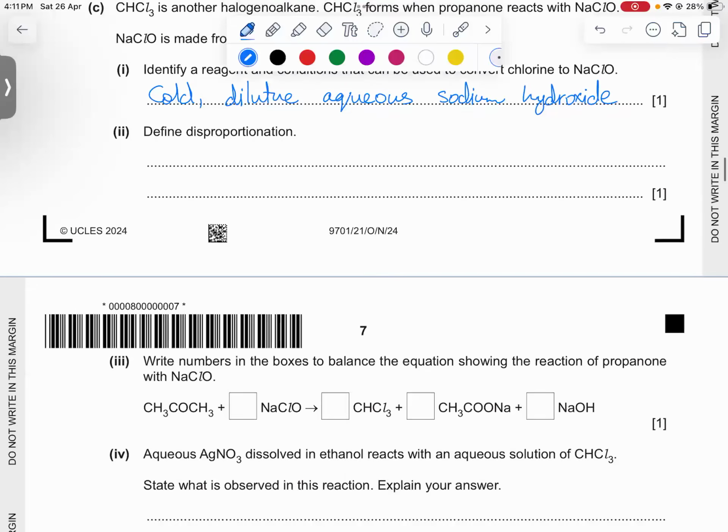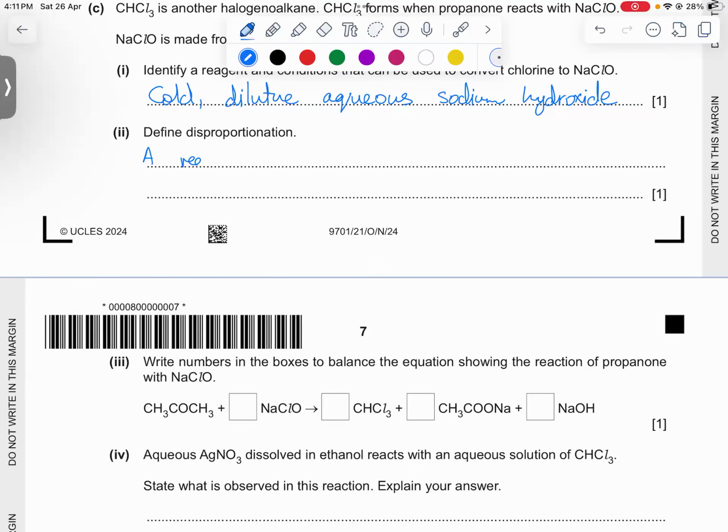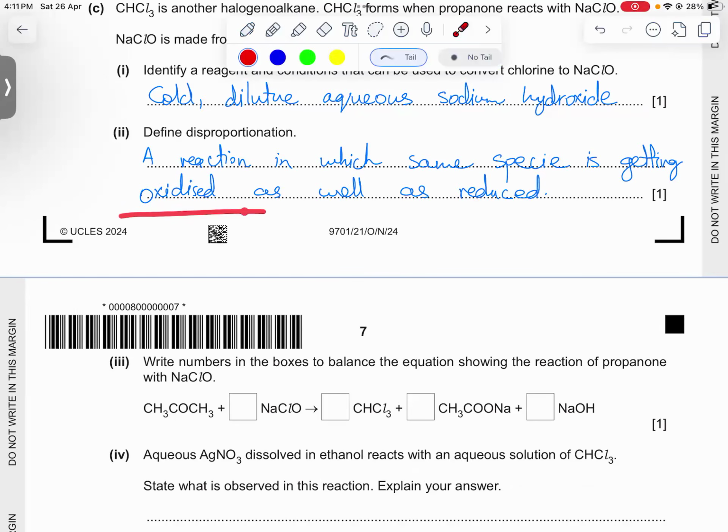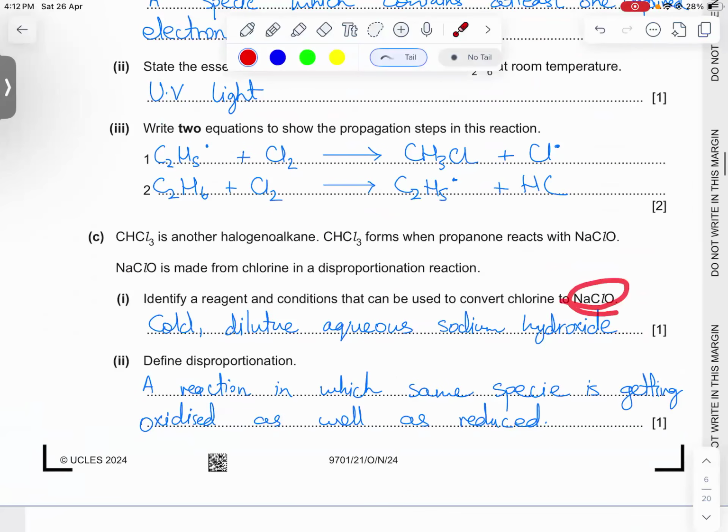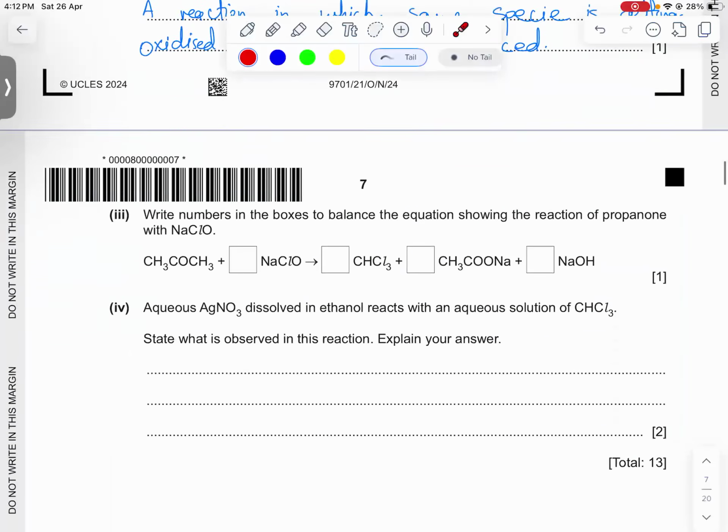Define disproportionation: a reaction in which the same species is getting oxidized as well as reduced. Such a chemical reaction is called a disproportionation reaction. And in the above equation, the formation of NaClO, we do see a disproportionation reaction.